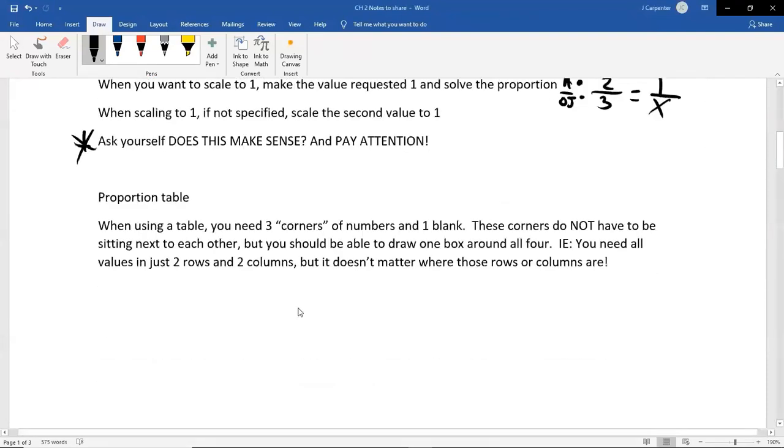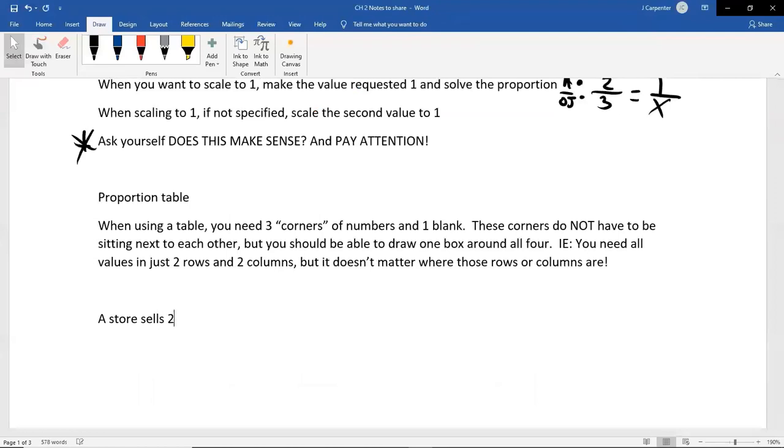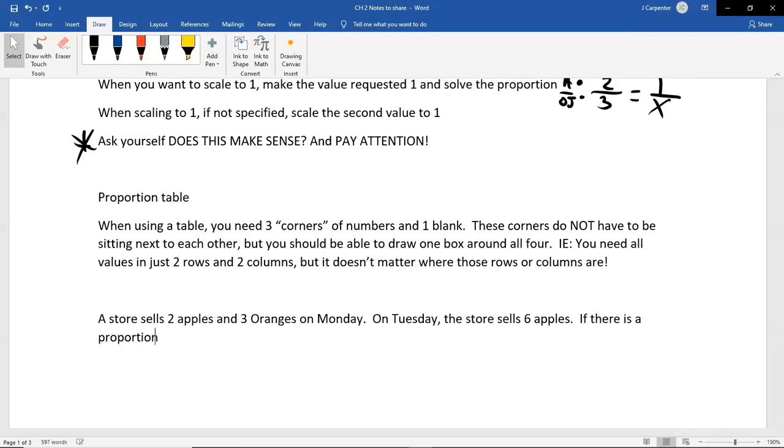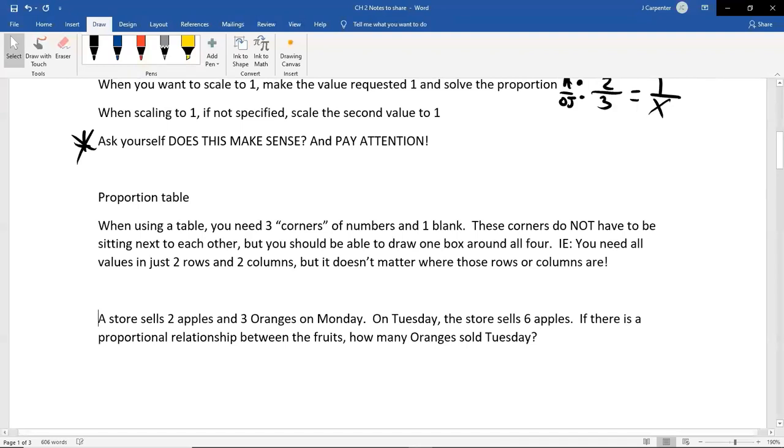And we're going to do apples and oranges. So I could have given you a problem. And I'll also draw it up as a table, but I might say, all right, a store sells 2 apples and 3 oranges on Monday. On Tuesday, the store sells 6 apples. If there is a proportional relationship in the fruits, how many oranges were sold Tuesday? This is the type of example you can see with this.